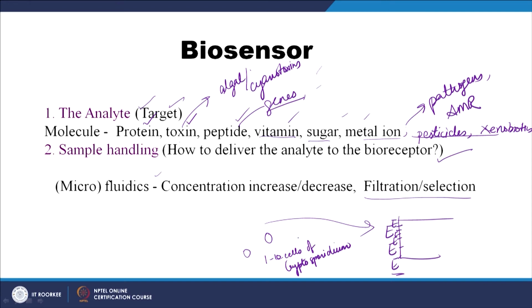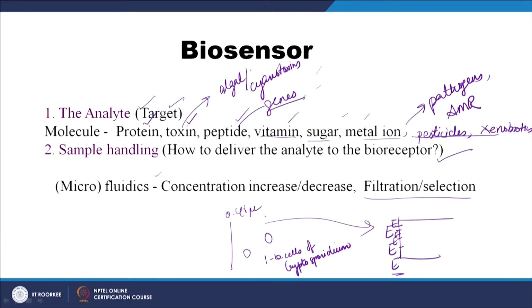I can select for the contaminant, I can filter the contaminant apart. For example, because I know Cryptosporidium is quite a big cell, I can filter it on a 0.45 micron filter paper, and then I will get a concentration of cells, and then I can introduce them to my bioreceptor and get a signal.